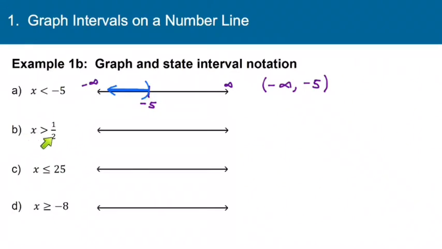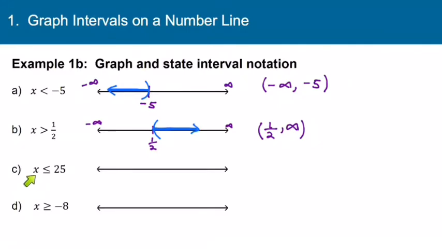X is greater than 1/2. So we'll put a 1/2 on our number line, and we'll shade the numbers that are greater than 1/2, so that will be everything to the right. And I have the parenthesis here to show that the 1/2 is not included. And now remember, the left end of the line is negative infinity and the right end is positive infinity. So this shading goes from 1/2 to positive infinity. So I'll put parentheses 1/2, comma, infinity.